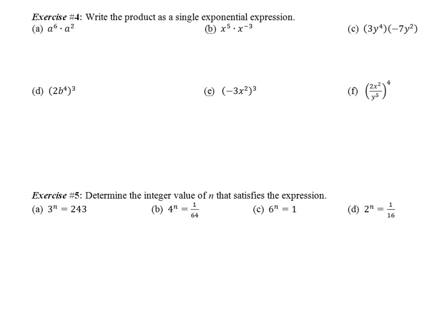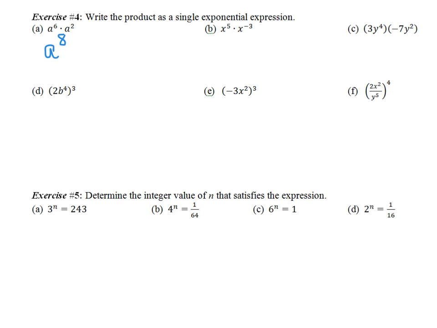In exercise number 4, the only thing that's changing is that our bases are now variables instead of the numbers 2 or 3. Some of them will have coefficients, though. So in part A, I'm multiplying a to the 6th times a to the 2nd. So I'm keeping my base of a, and I'm adding my exponents and getting a to the 8th.